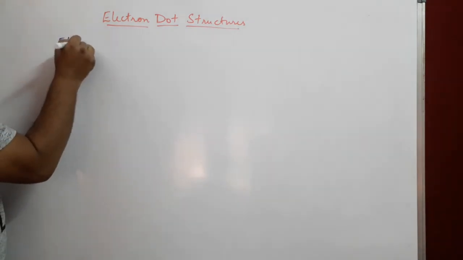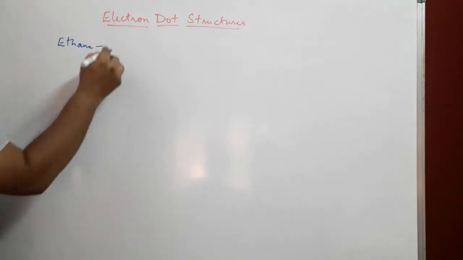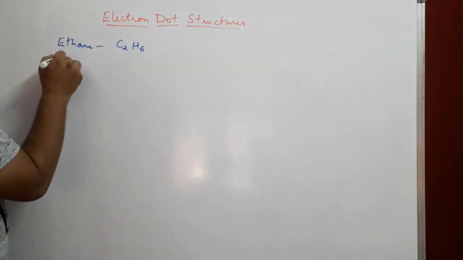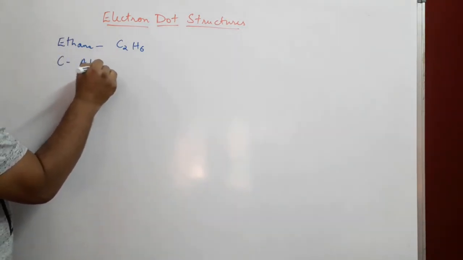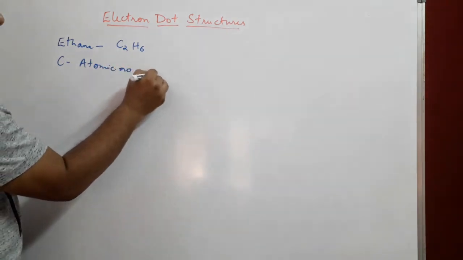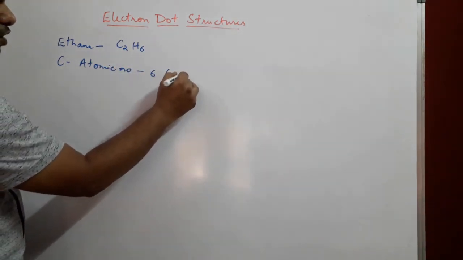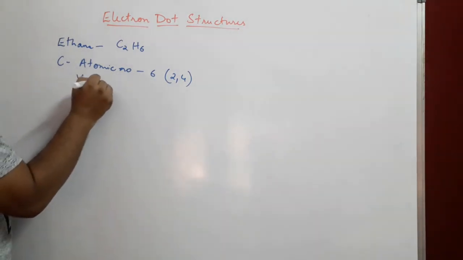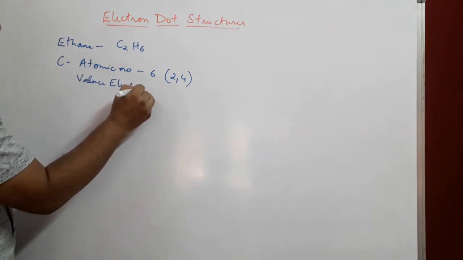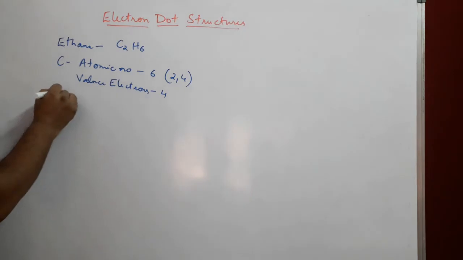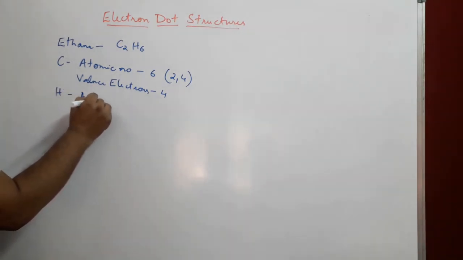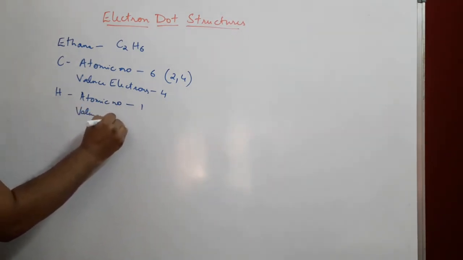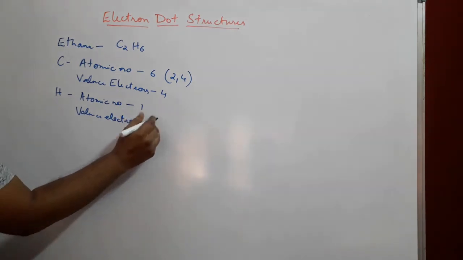So ethane is a hydrocarbon and its molecular formula is C2H6. First we'll list down the atomic number of carbon, which is 6, so the configuration will be 2, 4, and the valence electrons of carbon, as we know, is 4. Hydrogen on the other hand has an atomic number of 1, and the number of valence electrons in case of hydrogen is 1.